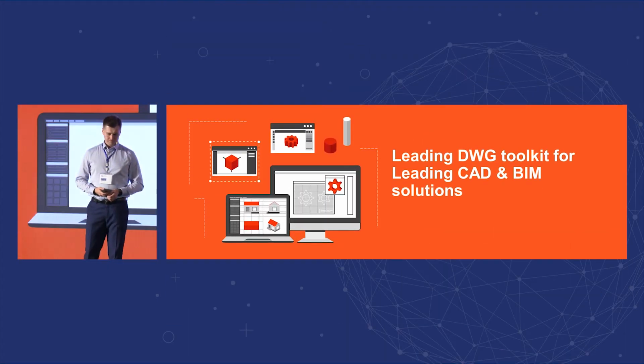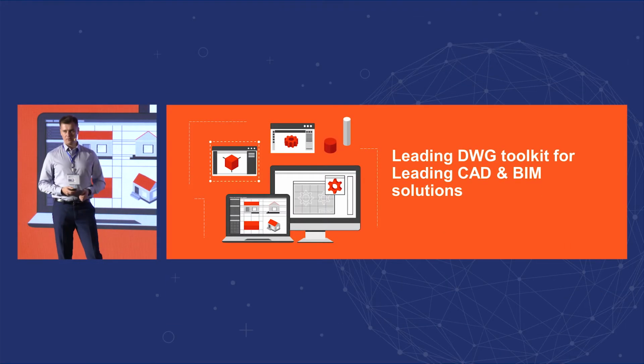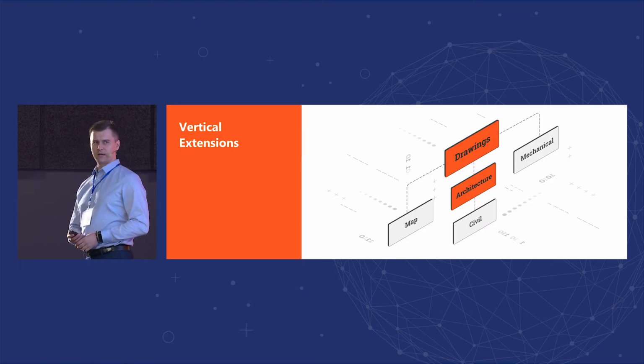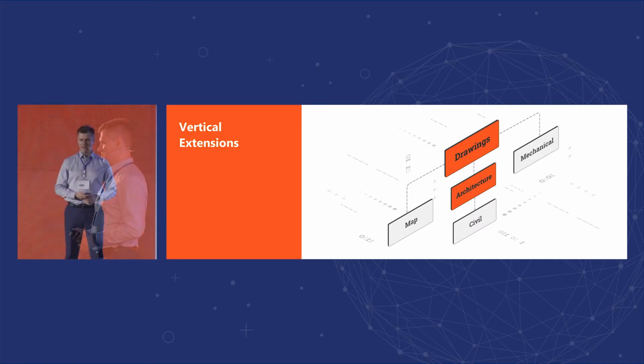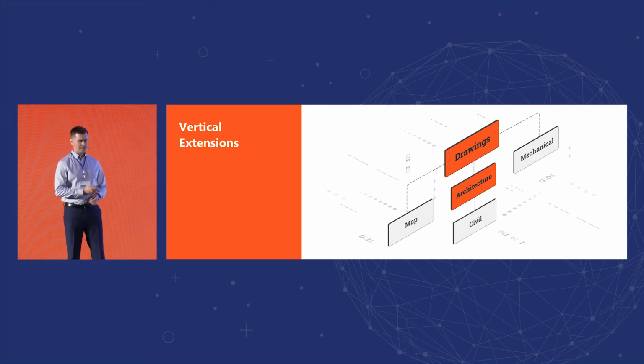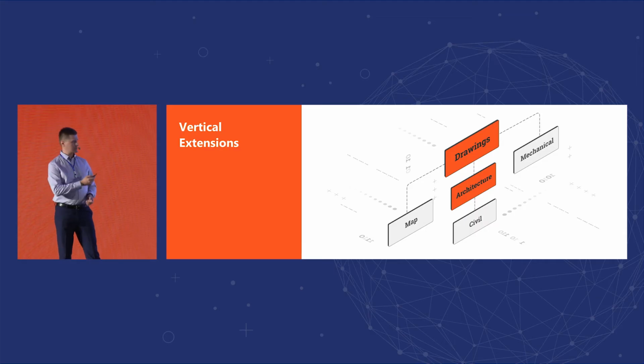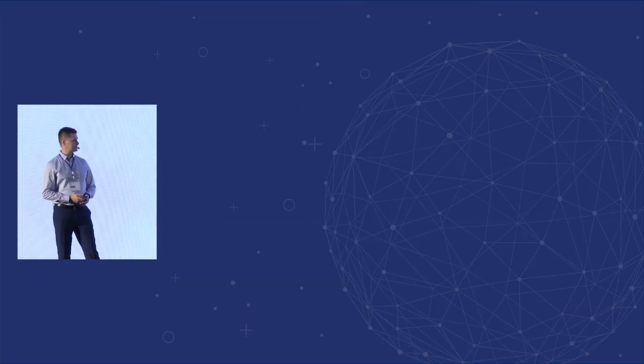All the features mentioned allow us to be the base for leading CAD solutions, but what's more interesting, they allow us to be a base even for BIM solutions that are implemented using the DWG toolkit. We also have a set of vertical extensions, and those are architecture, mechanical, civil, and map extensions. Architecture extension is a part of the basic package, thus it's available to all our regular members for a try, and the latter ones are special interest group projects that are distributed under separate license.